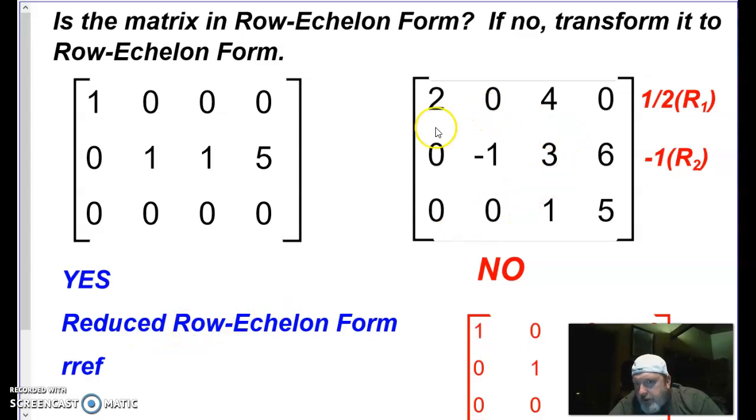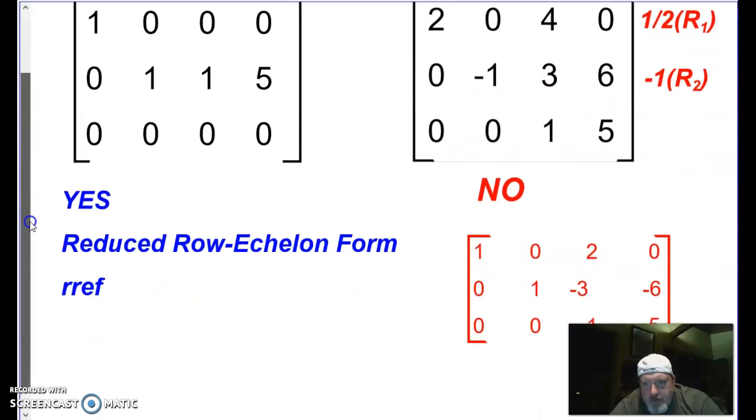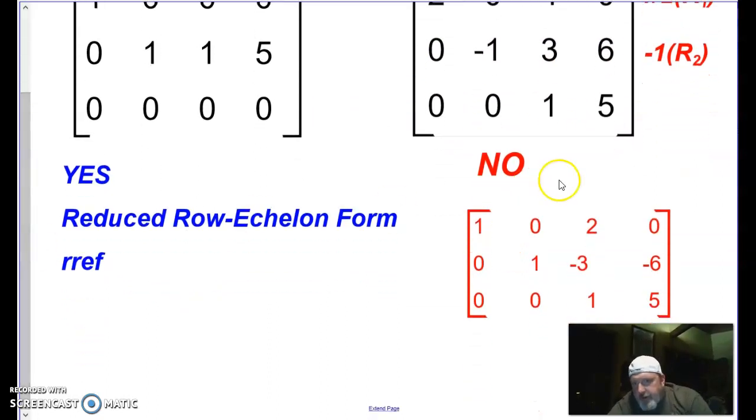All right, the second one you can see right away, this is not a 1 here, so we are out of luck, so that's a no, but we want to get it there. If I multiply everything in this row by 1/2, that will give me 1, 0, 2, and 0. And then my only problem right here is this -1, so I'm going to multiply everything in here by -1, and then I get this result here.